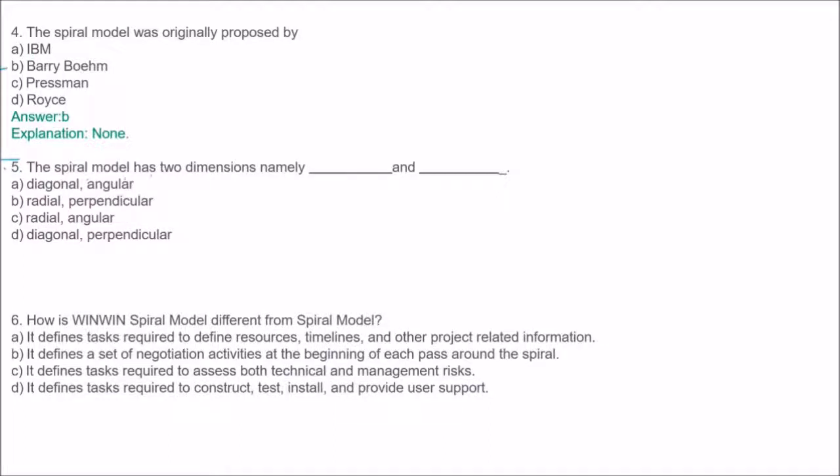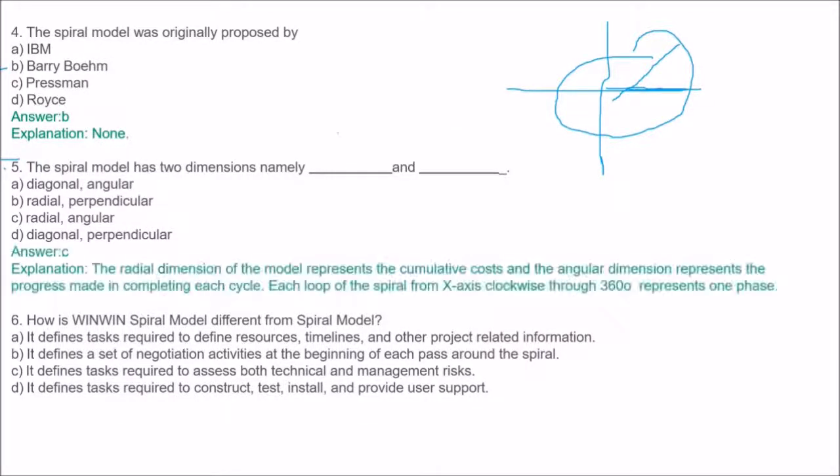Next one. The spiral model has two dimensions, namely, first, as I showed you, this is how it is formatted. So you have two dimensions. If this is a circle or an ellipse, then this is one, and the other can be like this. So the answer would be radial. This is radial, and then this is the angular.